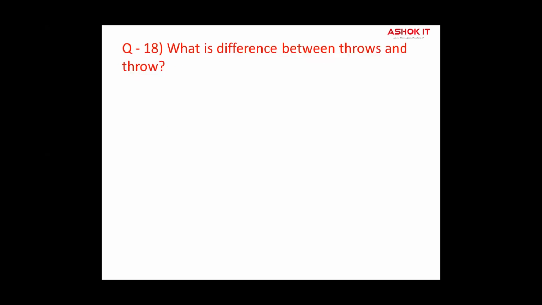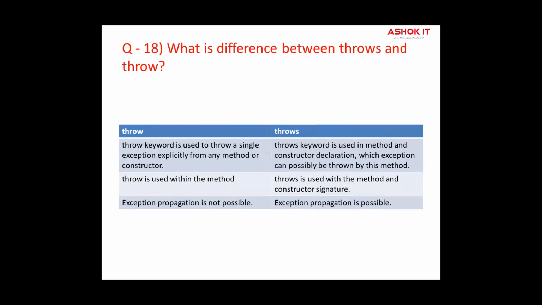Question number 18. What is the difference between throws and throw keyword? The throw keyword is used inside a function. It is used when it is required to throw an exception logically. And the throws keyword is used in the function signature. It is used when the function has some statements that can lead to an exception.